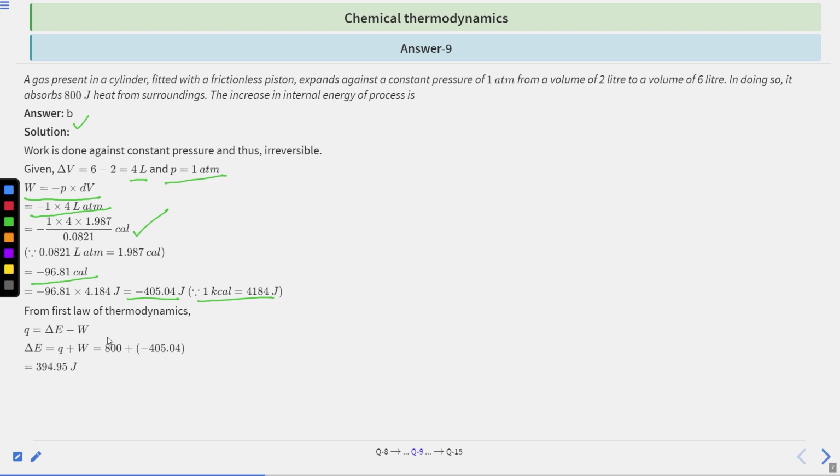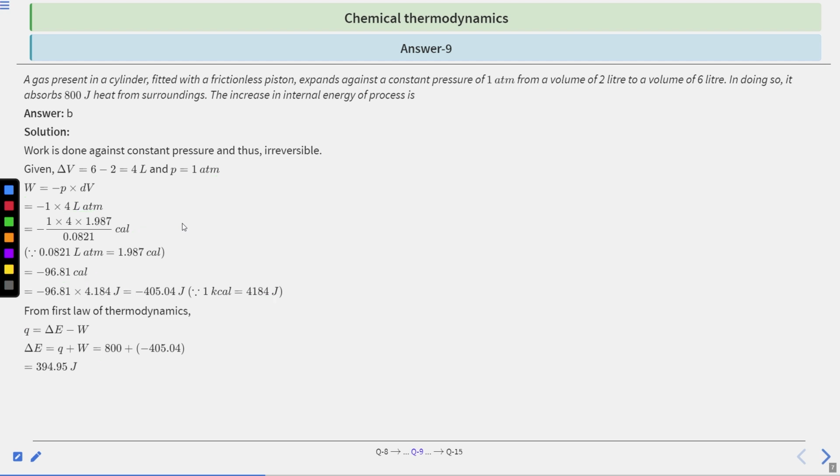And from the first law of thermodynamics, we know that Q equals del E minus W. So from this equation, del E, which we have to find out, the increase in internal energy, will be equal to Q plus W. That is 800 plus minus 405.04, and it is coming out as 394.95 joule. So this is the correct answer. This is the correct increase in internal energy after the process. So the correct option will be option B.